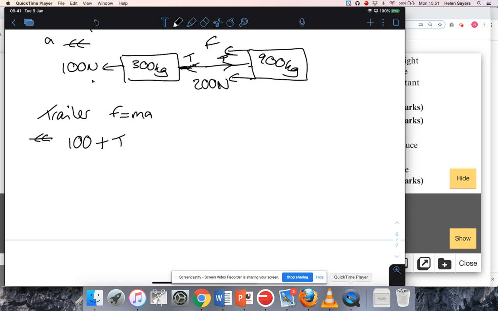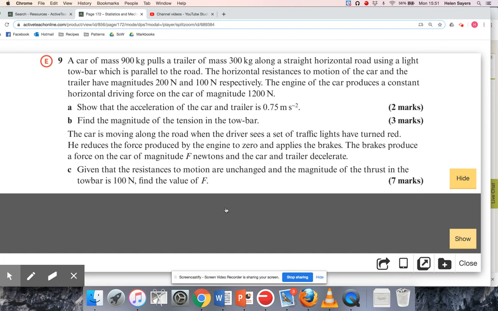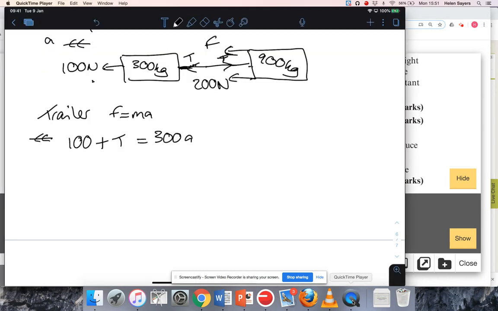The thrust in the, what are they referring to it as? The thrust in the tow bar is also going to be slowing it down, and that must equal its mass of 300 times acceleration. And in fact, if I go back to the question, I'm told that the magnitude of the thrust in the tow bar is 100 newtons. So that's going to be 100 plus 100, so 200 is 300A. So even though they didn't ask me for A, it's very easy to work it out from that. So A is 2/3 of a metre a second squared.